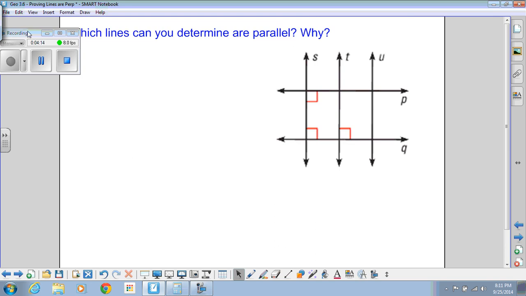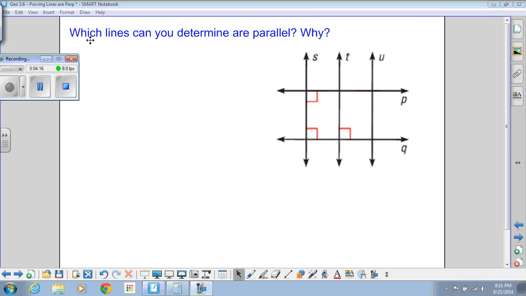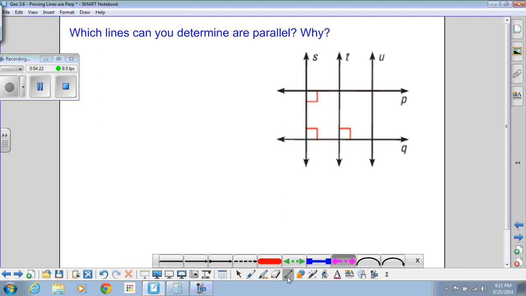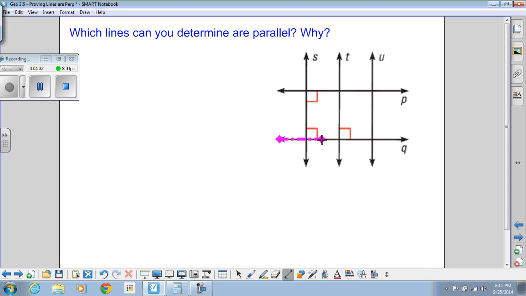So you can see that we're trying to figure out which lines we can determine are parallel and why. I'm going to trace some of these lines. We'll do one thing at a time. I'll use pink. I'm going to look at these two boxes right here. Those two boxes are perpendicular to this line Q.